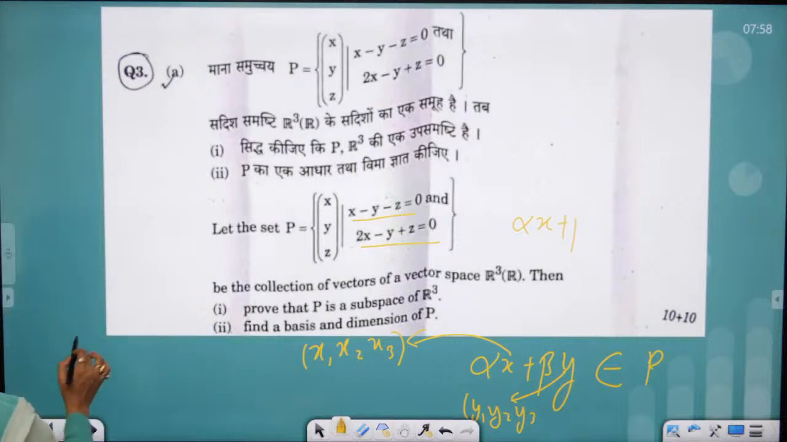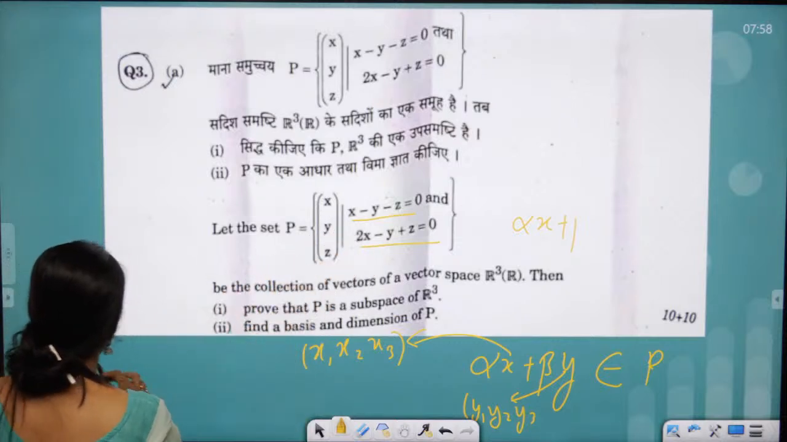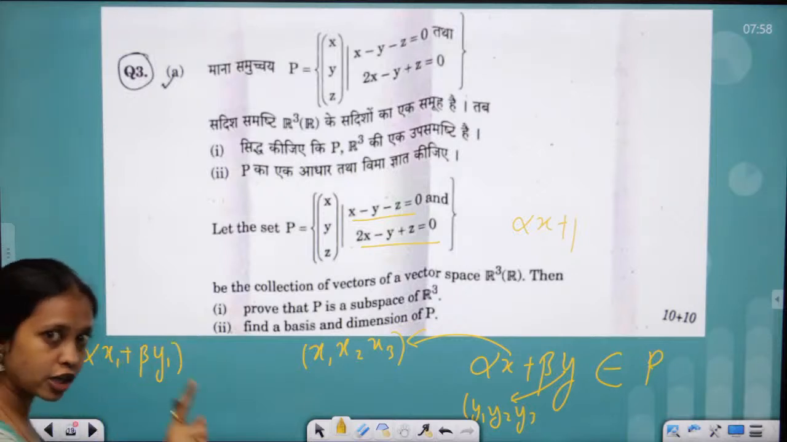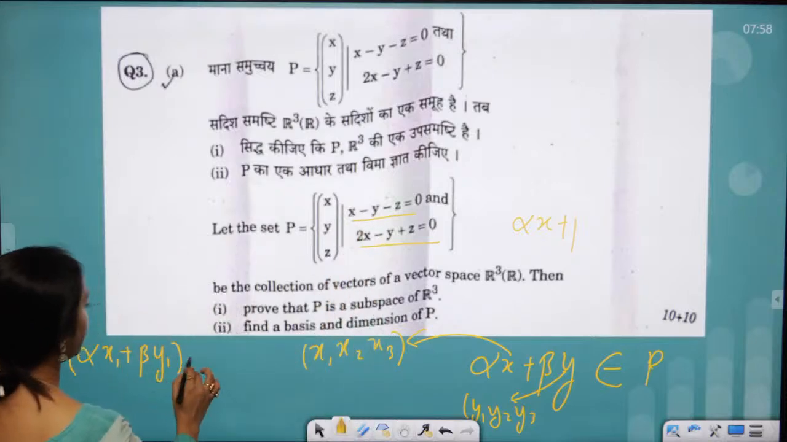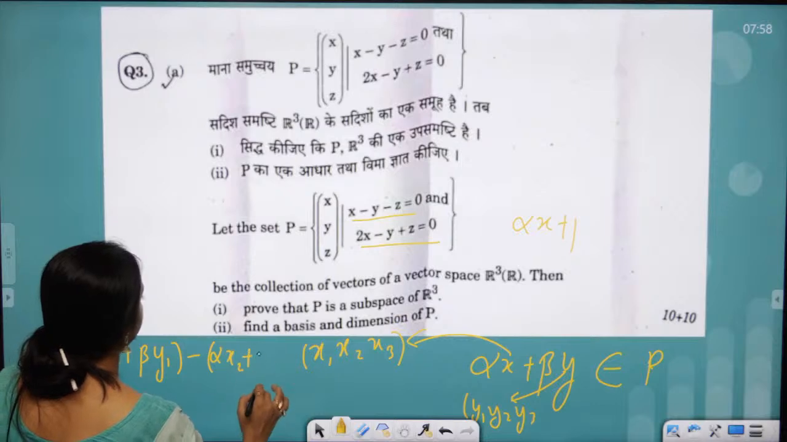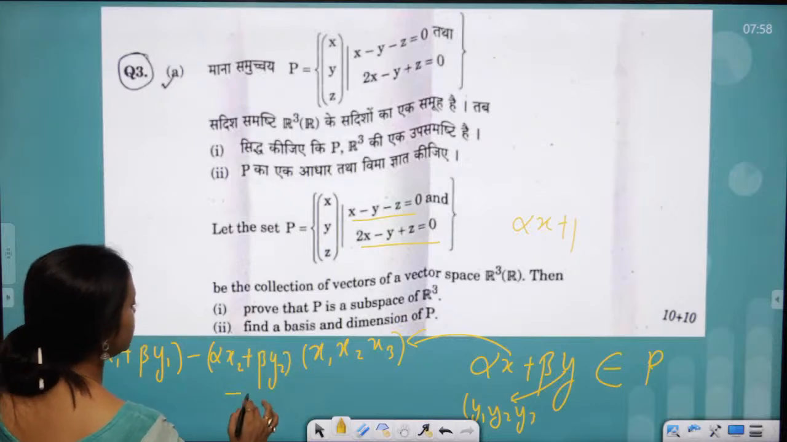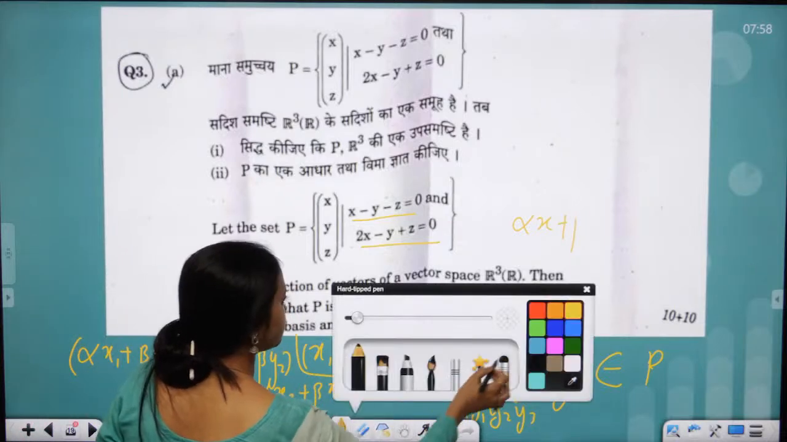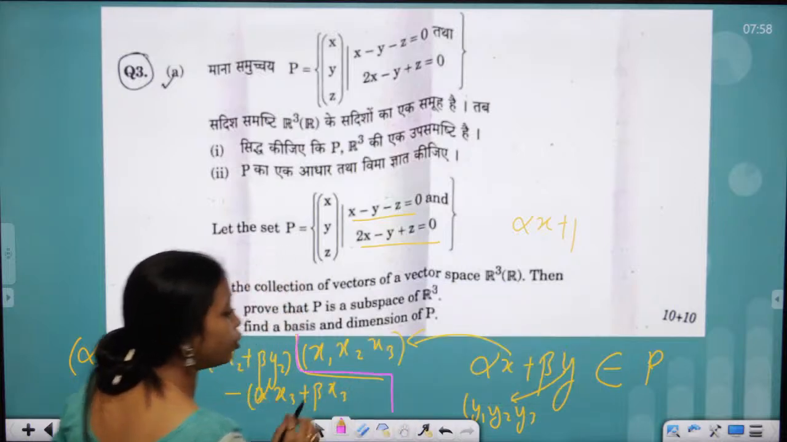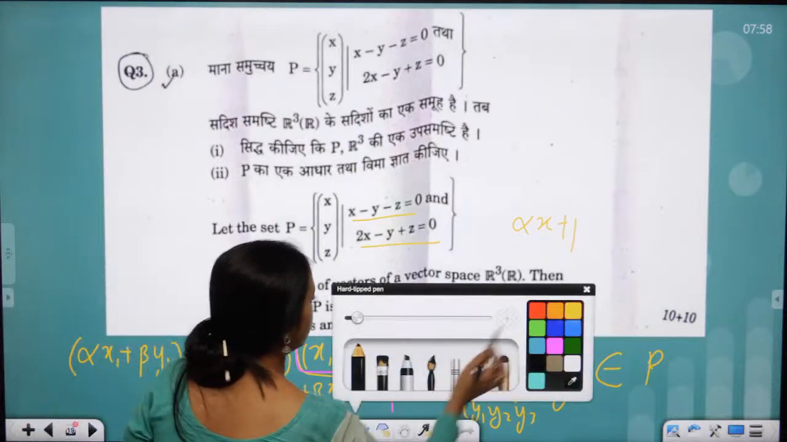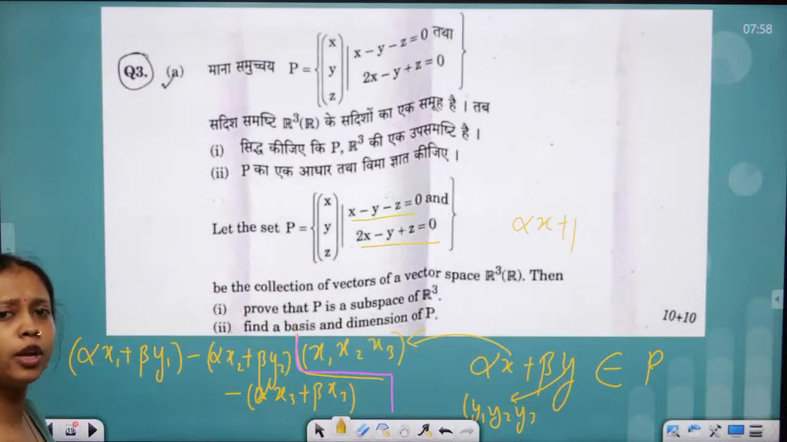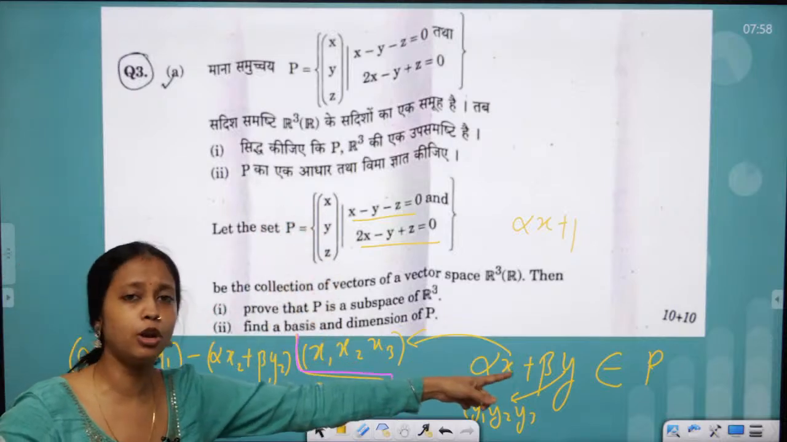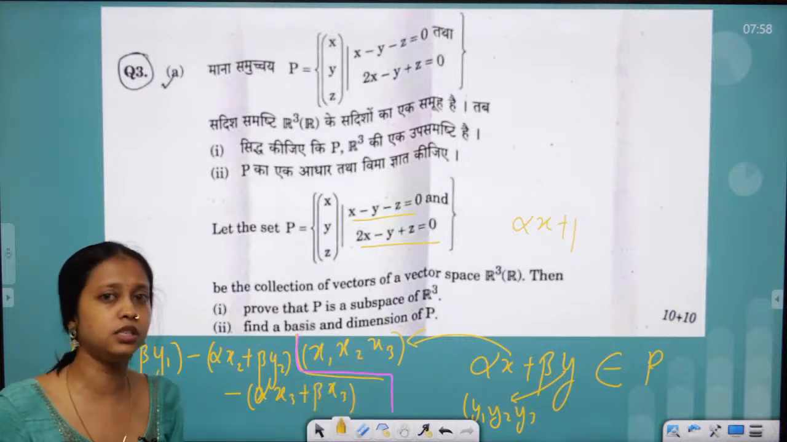So it has to satisfy x minus y minus z. That means alpha x1 plus beta y1, this is the first component, minus the second component, alpha x2 plus beta y2, minus alpha x3 plus beta y3. You have to prove that this equals 0. You can prove it. Just merge this, take alpha common, because this already belongs to P. So x1 minus x2 minus x3 is 0.